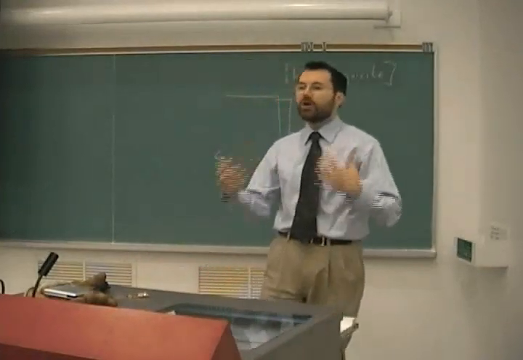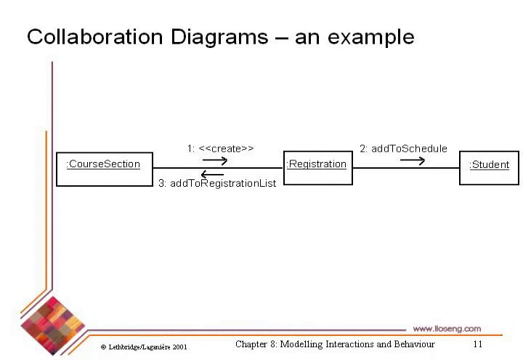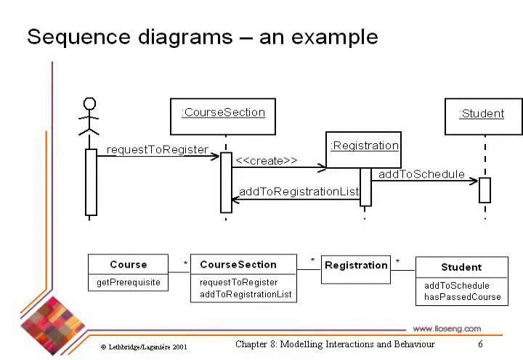Collaboration diagrams are a more compact way of showing interactions. In collaboration diagrams, you have the same objects. Okay? So here we're seeing course section, registration, student. The same objects as we saw a while back in, I guess it was slide, course section, registration, student. Where's my registration? Yeah, slide 8, we had that. Slide 6 was the canonical. Okay, so slide 6 is a sequence diagram.